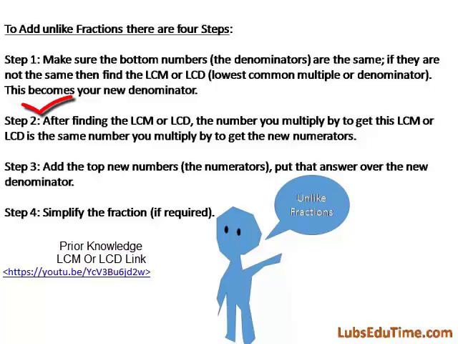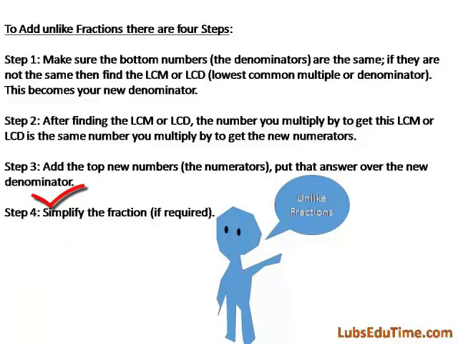Step 2. After finding the LCM or LCD, the number you multiply by to get this LCM or LCD is the same number you multiply by to get the new numerators. Step 3. Add the top new numbers, the numerators. Put that answer over the new denominator. Step 4. Simplify the fraction if required.